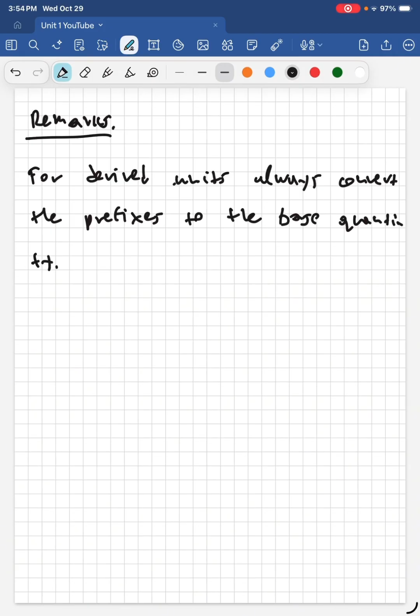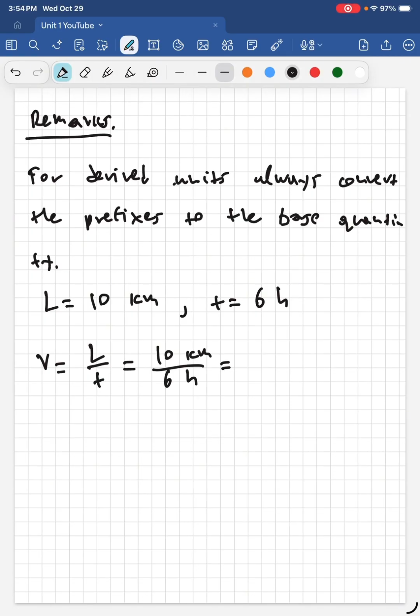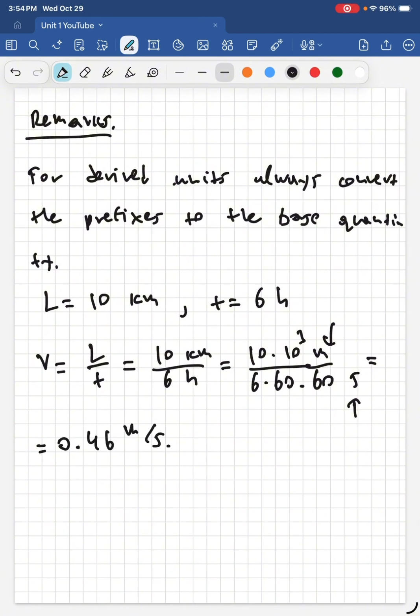For example, they told you that something covered the length of 10 kilometers in a time of 6 hours. So what was the velocity involved? Length over time is 10 kilometers over 6 hours, but we have to convert kilometers to meters, so 10 times 10 to the third meters. And 6 hours, 1 hour has 60 minutes and 1 minute has 60 seconds, so we have to convert to seconds, okay? So this is what I mean by converting to base. So the velocity is 0.46 meters per second.